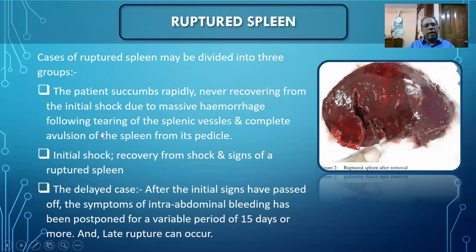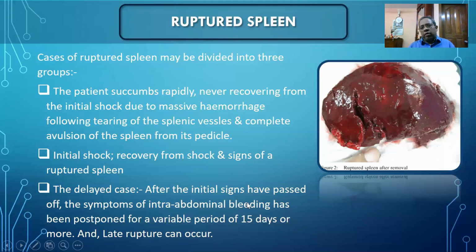In the second group, there is initial shock, recovery from shock, and then signs of a ruptured spleen. That means there is initial shock and some bleeding, the bleeding vessel becomes thrombosed or a clot forms, hemorrhage is arrested to some extent, and on examination and investigation the patient is subsequently diagnosed with a splenic injury. In the third group, the injury is not noticed markedly, but there are delayed cases after the initial signs have passed off.